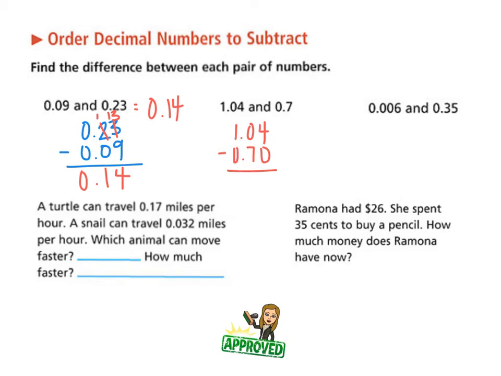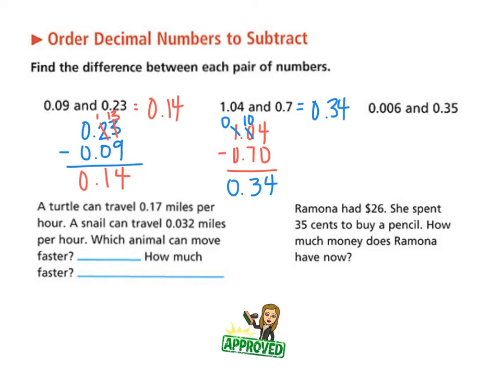Now I can subtract. 4 minus 0 is 4. I can't do 0 minus 7, so I need to borrow from the whole number, so this becomes a group of 10. 10 minus 7 is 3. Bring down the decimal point. No whole numbers anymore. So the difference between these two is 34 hundredths.